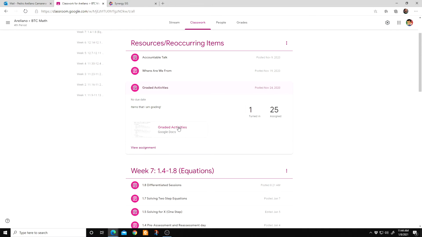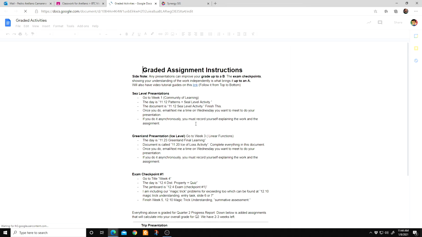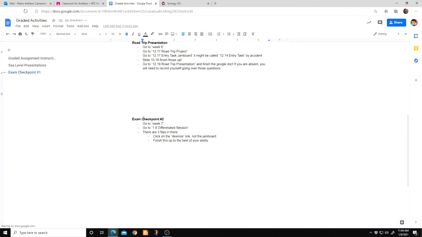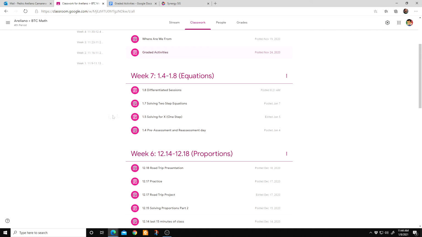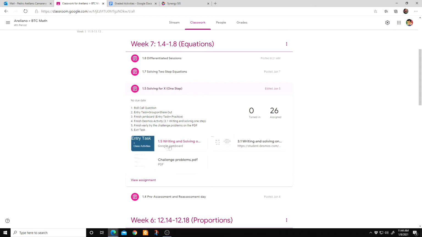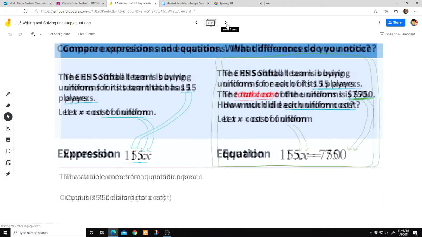If you go to graded activities here, you're going to see that we are looking at exam checkpoint number 2, which is, you'll see, week 7. So I kind of wanted to at least do some problems that were similar to it that we've done in this class to help you understand if you've been absent. So for example, we'll go ahead and start with our 1.5 writing and solving one-step equations.